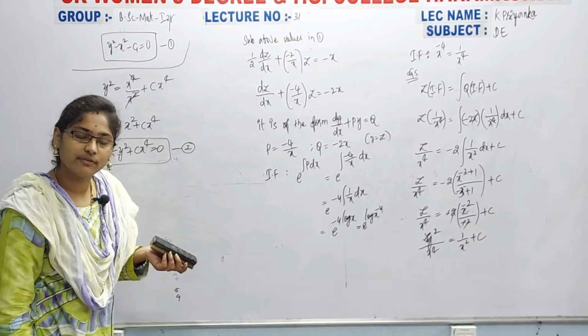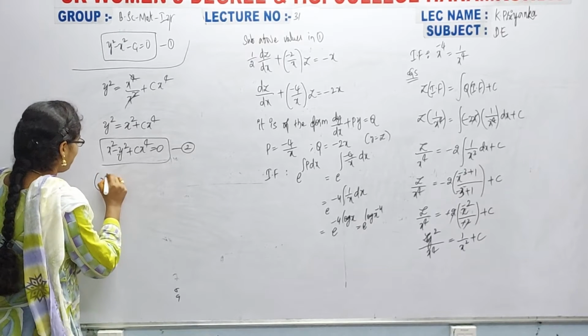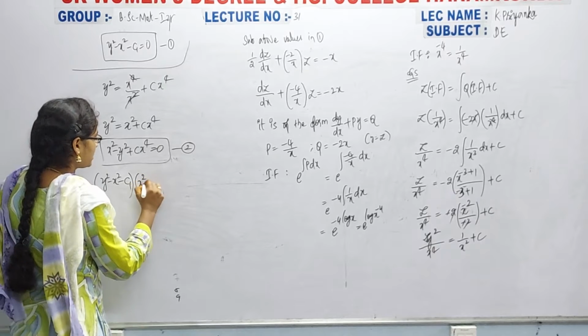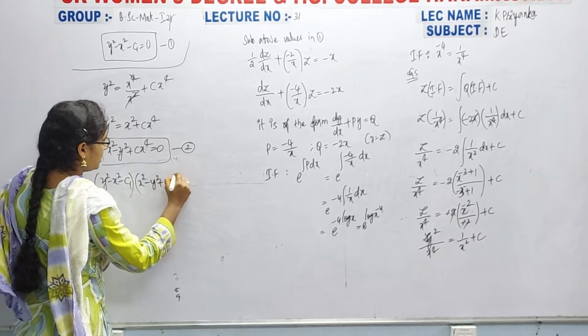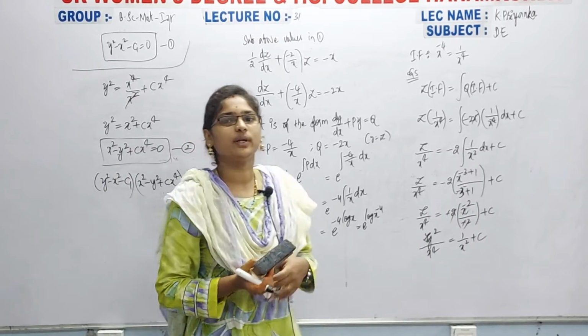Finally, how we have to write the solution, ma? Therefore the required solution is y square minus x square minus c1 into x square minus y square plus c into x power 4 is equal to 0. So this is nothing but the required solution.